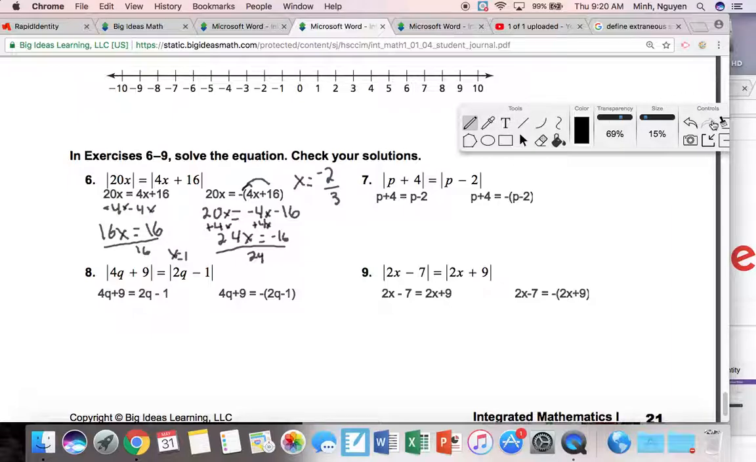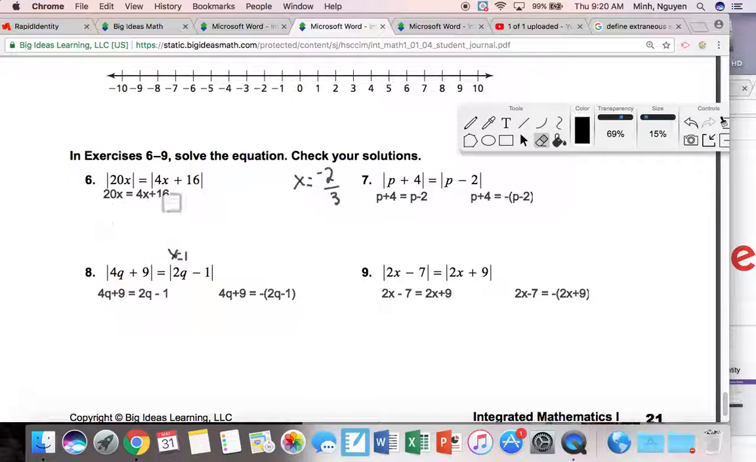But it says to check our solutions. So remember, our answers are negative 2/3 and positive 1. Just thinking about it, 20 times 1 is 20. Let's check that one first. It's going to be simple. 4 times 1 is 4. 4 plus 16 is 20. Okay, that should have been obvious.